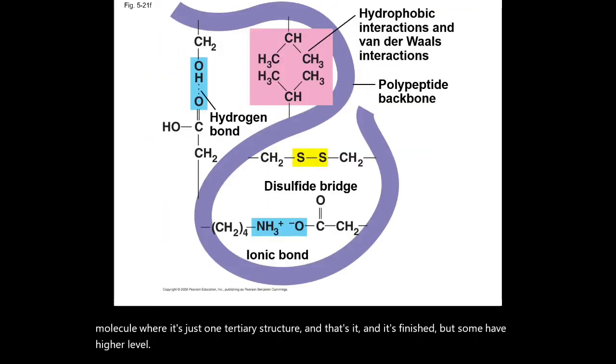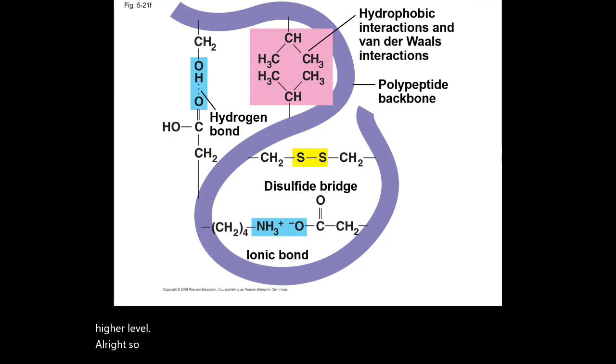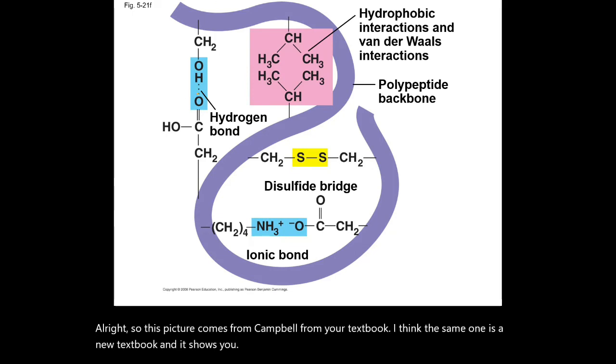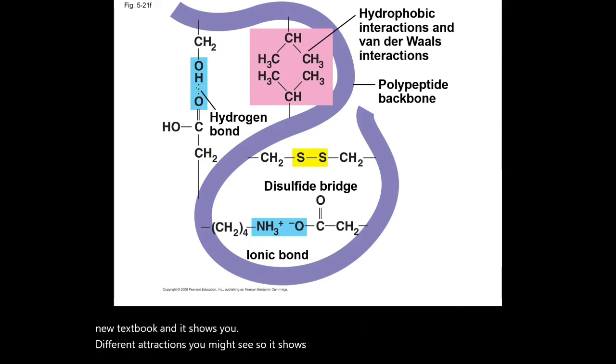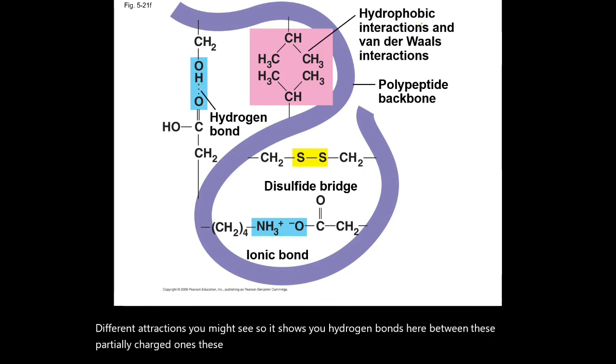All right, so this picture comes from Campbell, from your textbook. I think the same one is in your textbook, and it shows you the different attractions you might see. So it shows you hydrogen bonds here between these partially charged ones. These R groups. It shows you hydrophobic interactions because these guys have just carbon and hydrogen.